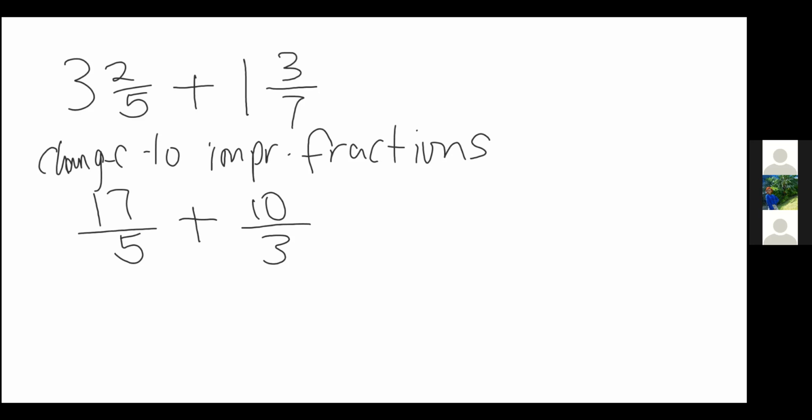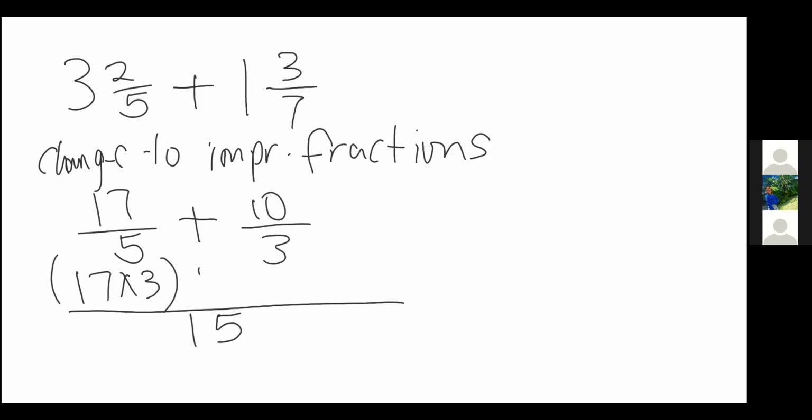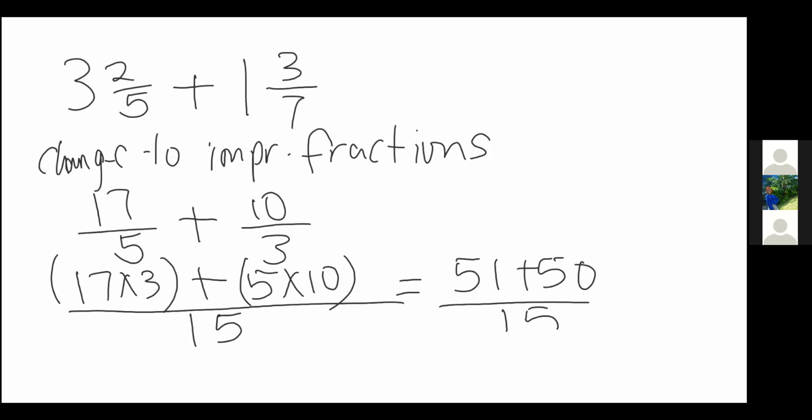continue like normal. Find our LCM, which is 35. We say 5 into 35 is 7. And we say 17 multiplied by 7. Plus 7 into 35 is 5. 5 multiplied by 10, which will give us 119 plus 50 over 35, which is 169 over 35.